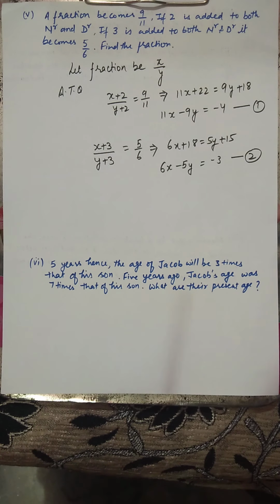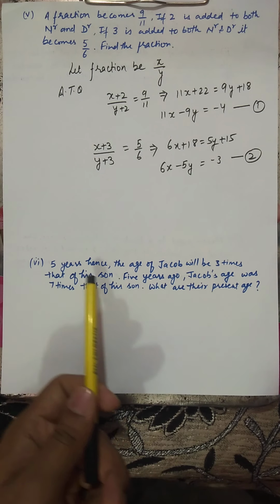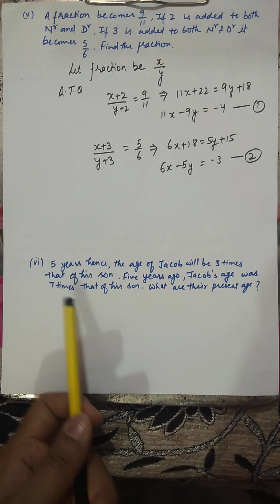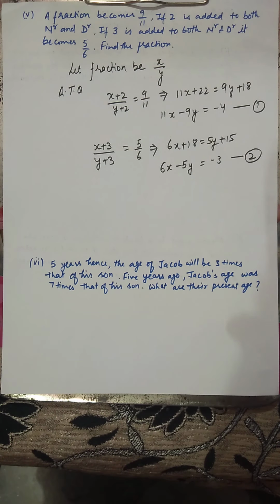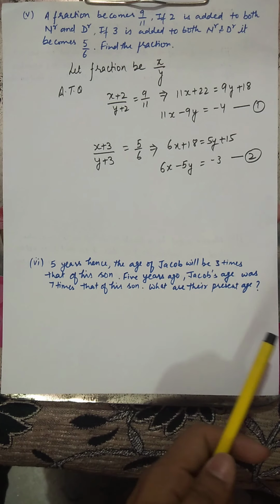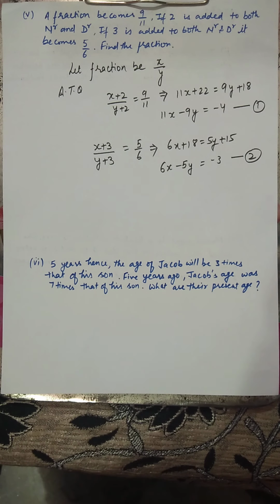So this is again a question based on age. You see, 5 years hence the age of Jacob will be 3 times that of his son. So it means there are two persons in the picture. One is Jacob and one is his son. 5 years ago, Jacob's age was 7 times that of his son. What are their present ages?